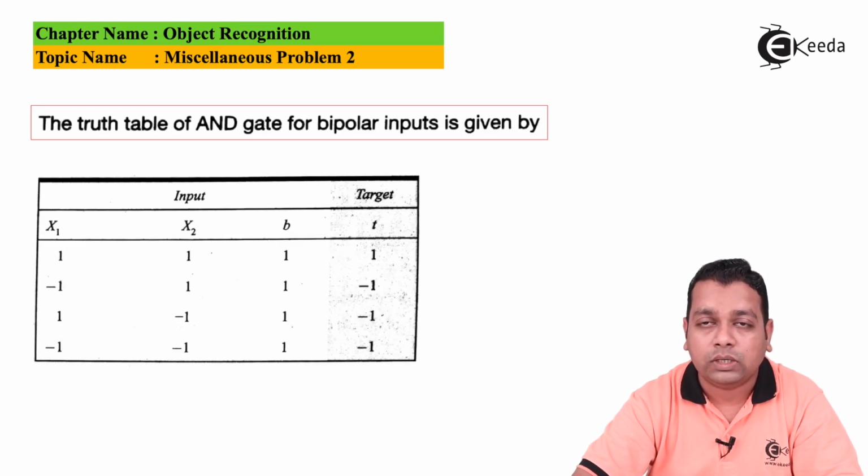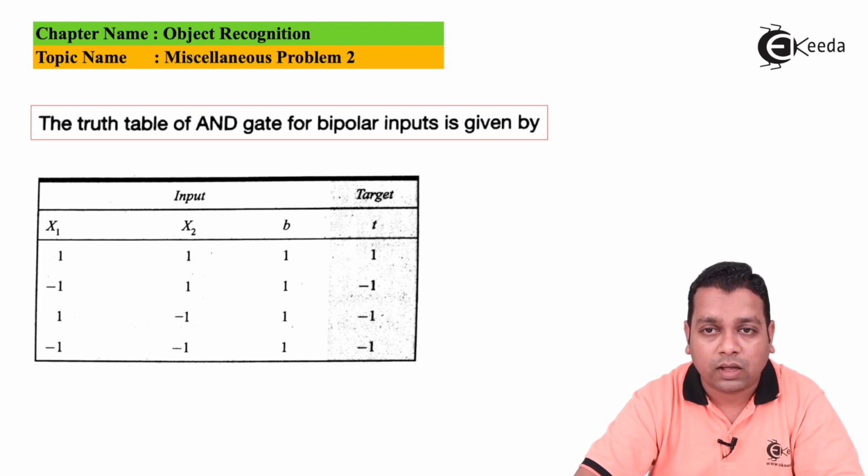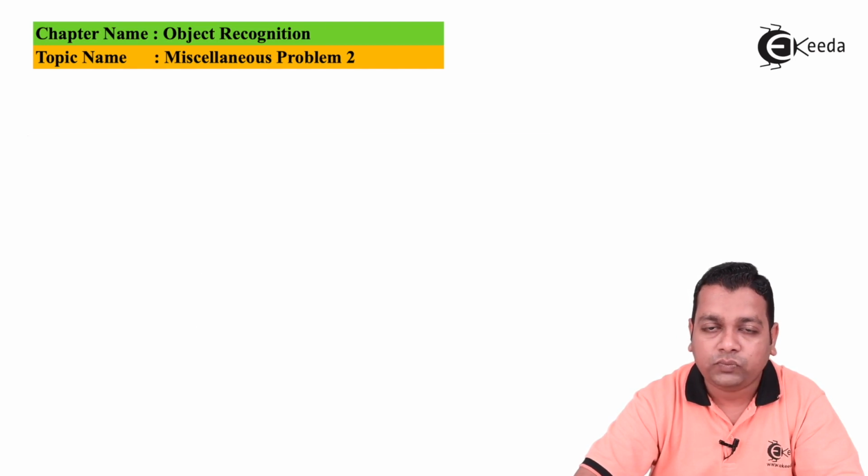So here we have the inputs and target. For x1 we have the values 1, -1, 1, -1. For x2 we have 1, 1, -1, -1. Then at the B column we have all the values as positive 1, and the target t that we have obtained is 1, -1, -1, -1 because of the AND operation.